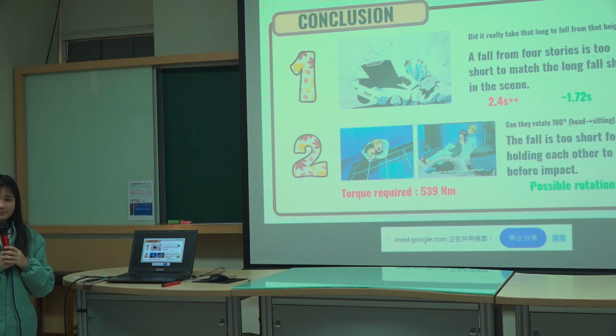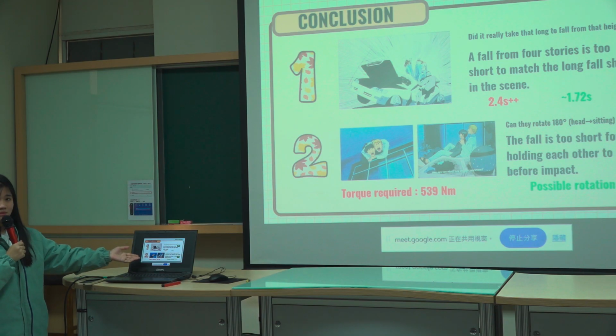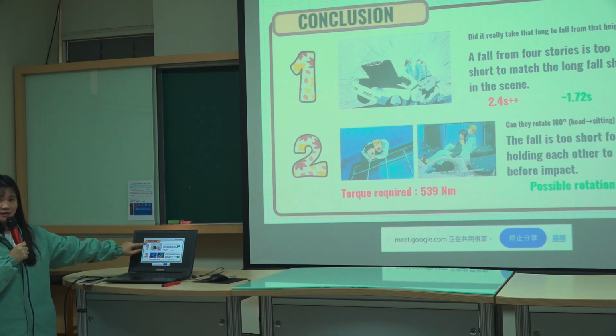Okay. So you watched this scene, and then you thought, oh, the falling is too slow. It should be 1.7 seconds instead of 2.4 seconds, right? Yes. And then the second point is, oh, they are rotating too much. Yeah. Actually, I want to solve the second problem, but then I have to find this.